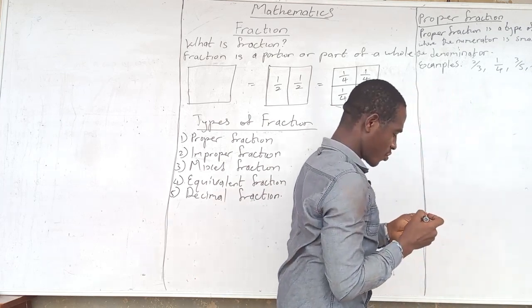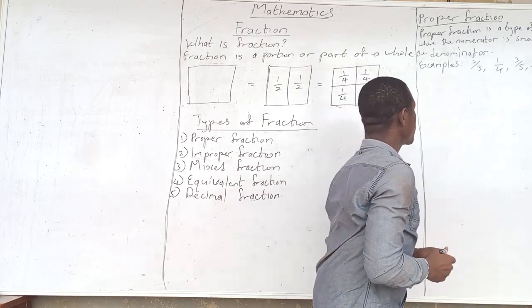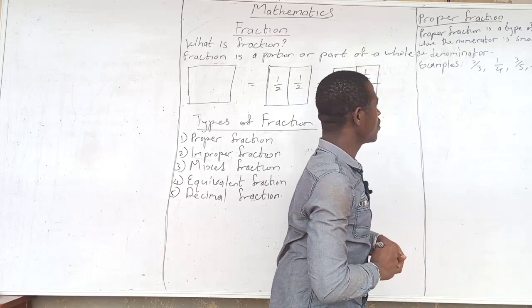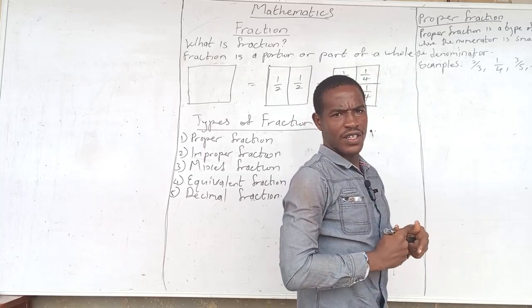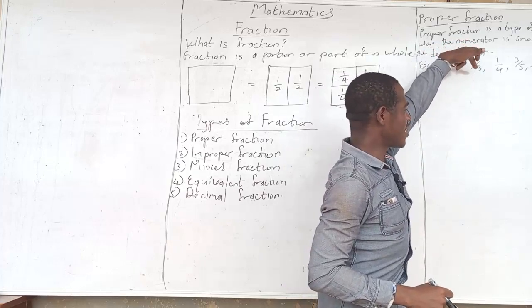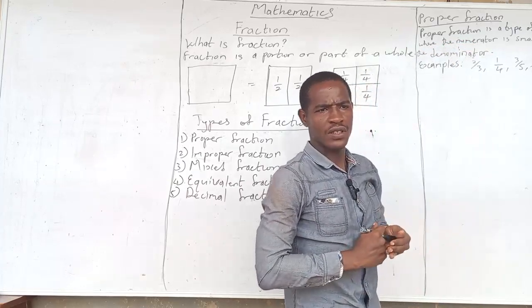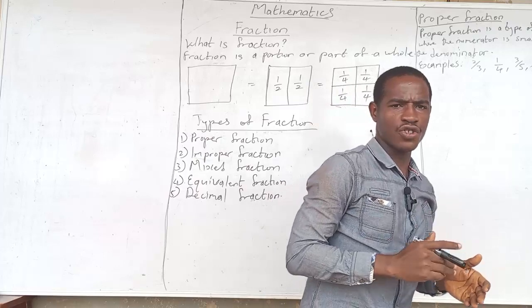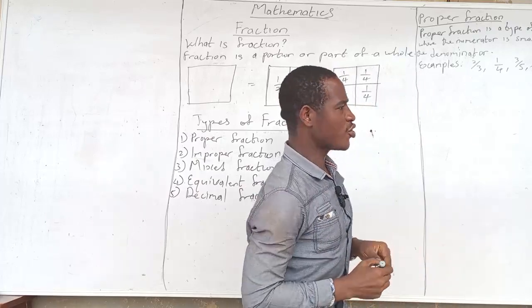Examples of proper fraction include 2 over 3, 1 over 4, 3 over 5, 7 over 10. As long as we have our numerator smaller than our denominator, we should know we are having a fraction called a proper fraction.